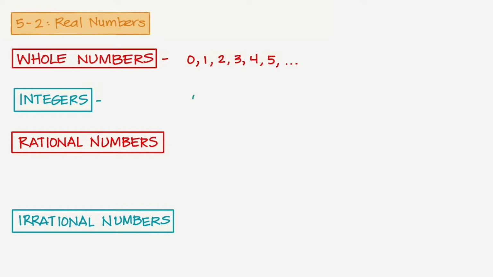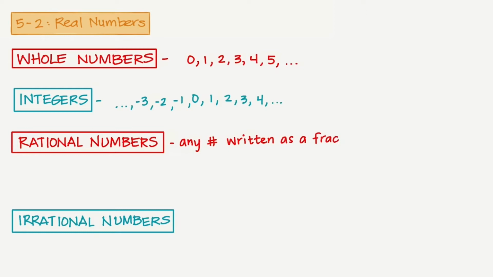Now integers include all of those whole numbers, 0, 1, 2, 3, 4, and so on, but it also includes their negative versions, so -1, -2, -3, -4, and so on. So those are integers. Now rational numbers, typically you think of them as fractions, so it's going to be any number that's written as a fraction.